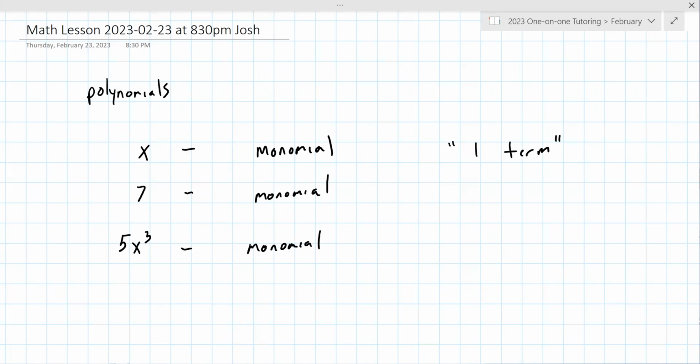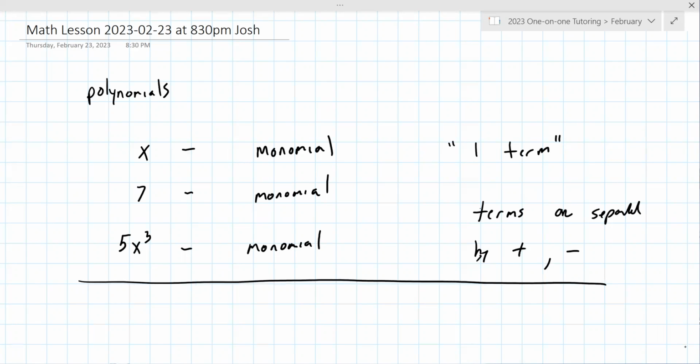Well, wouldn't the 5x cubed be 2 since it has 5 and x? So they're grouped together. When they're squeezed together like this, they are one term. So here's what you're really asking me. Terms are separated by plus and minus. Oh, okay. And that leads us to, what is a binomial?